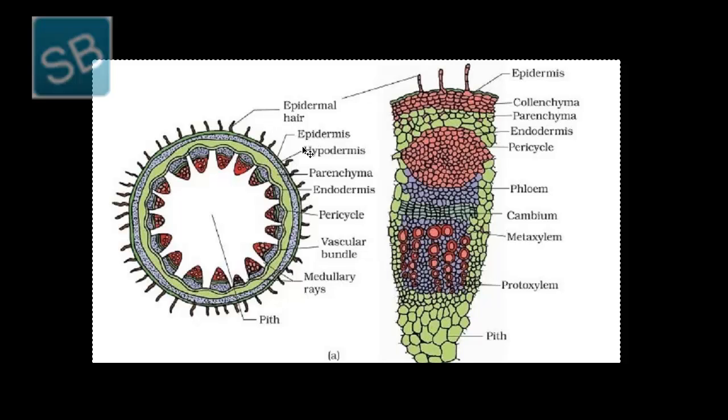As can be seen from the figure, the outermost layer is epidermis, followed by hypodermis made up of parenchymatous cells. Then comes the innermost layer, that is endodermis, followed by pericycle, consisting of vascular bundles, and then pith, which is considered the centralmost part. Here the epidermal hair arising as projections from the epidermis is known as stem hair.